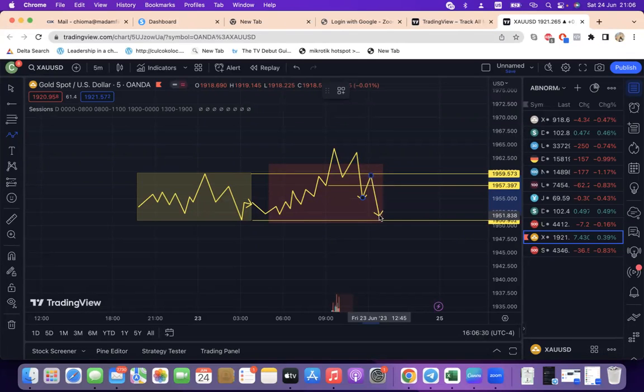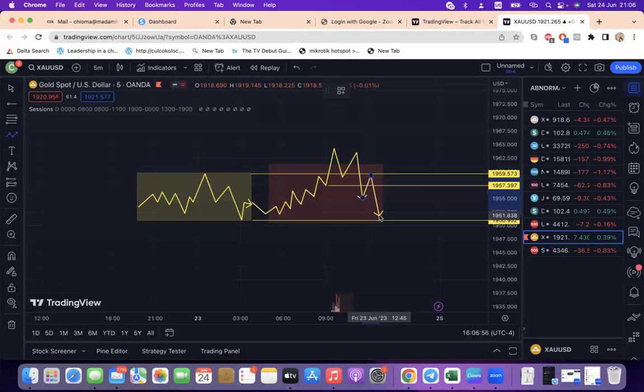One, look for your liquidity grab. It can be above or below the London session. Two, look for your change of character. Three, look for where you can snipe for your fair value gap, okay? Or you snipe it at the starting point that was broken, and then you snipe for your trade.